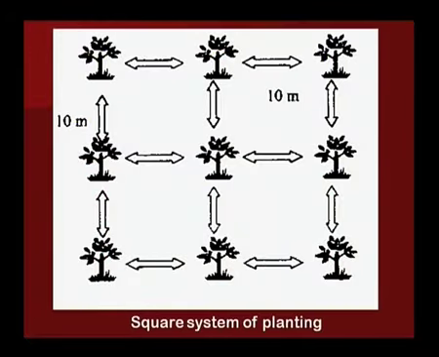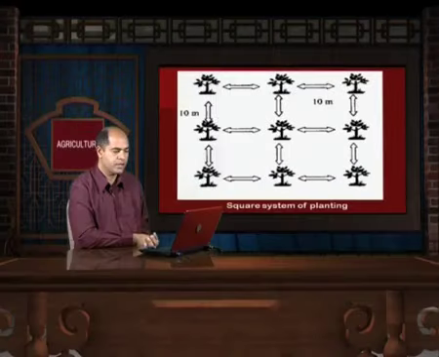In this picture, you can clearly see a square system of planting in which the row to row and plant to plant distance is the same, that is 10 meter.